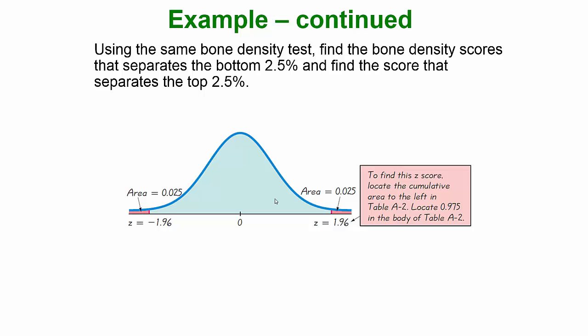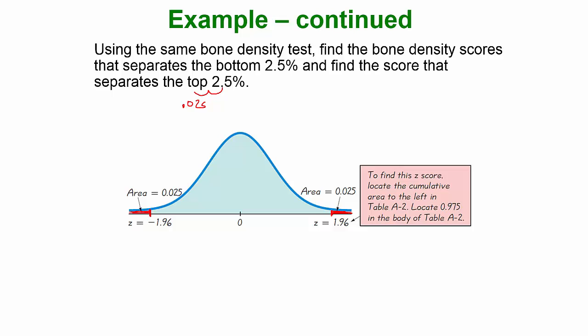Using the same bone density test, find the bone density scores that separates the bottom 2.5% and find the score that separates the top 2.5%. Okay, so notice how I have my graph set up where I have the bottom 2.5%. So if I move the decimal 2 places to the left, that's 0.025. So I have some negative z-score that has 0.025 to the left, and I have some positive z-score that has 0.025 to the right.